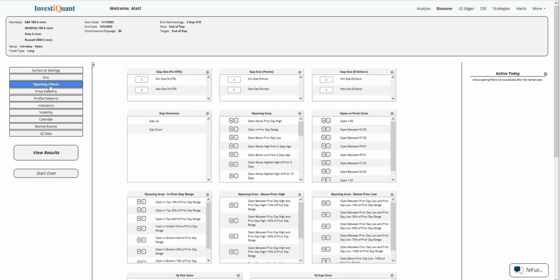Now, for this study, we're going to use opening location. We are gapping down, or at least we're trading lower as of the time of this recording. So I'm going to add that to the study, go into the opening filters, gap direction, gap down.